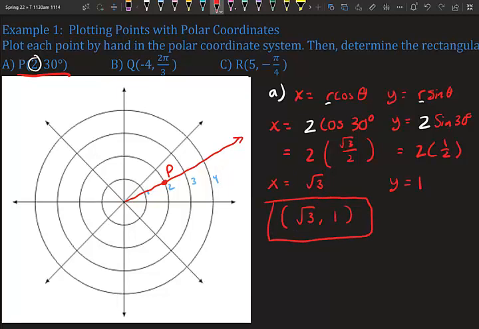So we're given the polar point (2, 30 degrees). That's the exact same thing as (square root of 3, 1) for your x and for your y.